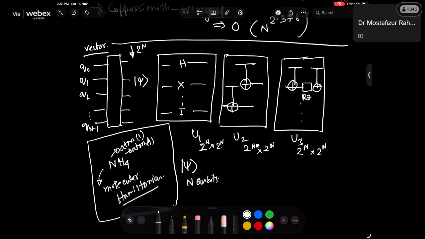So that's why we are doing this. Suppose you take only 10 qubits, or 20 qubits. 20 qubits is not a big number of qubits for bigger molecules, right?